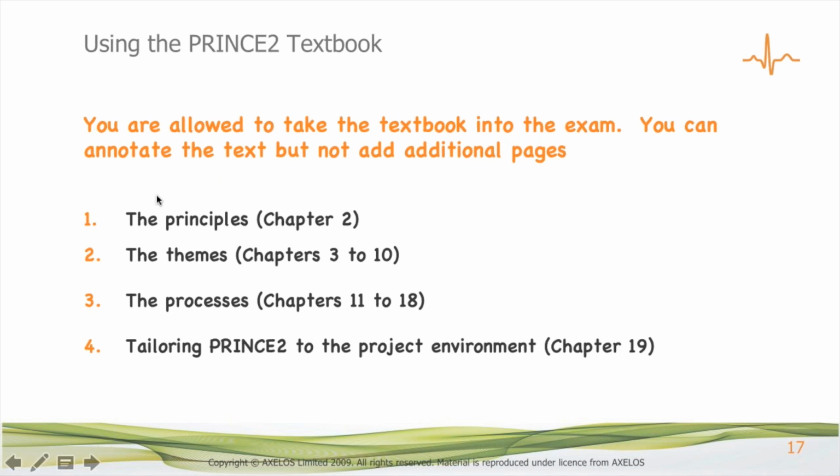Okay, so the textbook's broken into, I can't stress how important it is to get familiar with this textbook. It's broken down into the principles chapter 2, themes chapters 3 to 10, processes 11 to 18, and then tailoring chapter 9. So you're expected to be able to bring these four aspects together in the practitioner exam. So very different from foundation. I would recommend that you actually tab your book to show the relevant areas that you need to focus on to help you find them quickly during the exam.